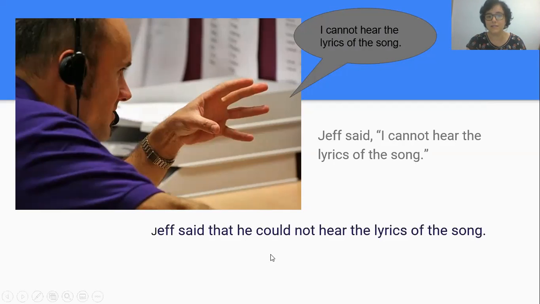Now, if I have to change this from direct speech to indirect speech, how do I write it? This is how I write it. Jeff said that he could not hear the lyrics of the song. So what happened here? We have removed the comma, removed the speech marks, added that, the pronoun I changes to he, okay, and cannot changes to the past tense, which is could not. The rest of it stays the same. Yes?